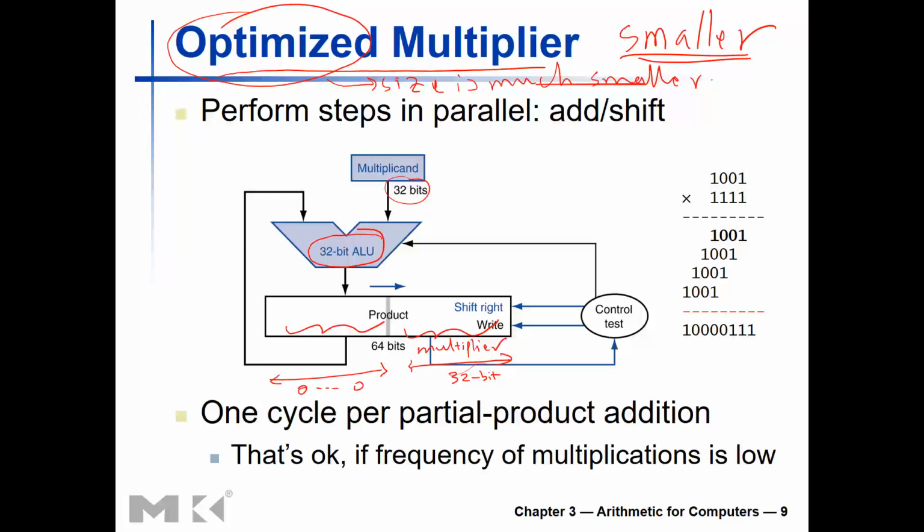Then what we do is shift to the right to test the very first bit of the multiplier. Based on this bit being a 0 or a 1, we tell the control circuit whether to add the multiplicand, which is 32 bits, in this 32-bit ALU, to the uppermost 32 bits of the product. If it is a 1, we add. If it is a 0, we do not add. And then we write the result.